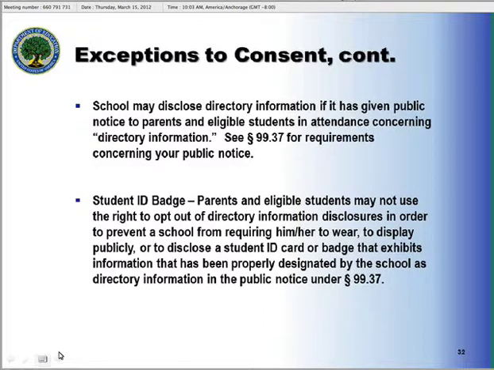Also, the FERPA regulations were amended to state that a parent or eligible student may not use the right to opt out of directory information in order to prevent a school from requiring the student to wear or otherwise display a student ID badge or card that exhibits information that has been properly designated by the school as directory information.